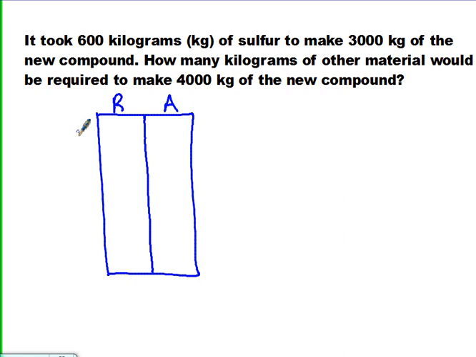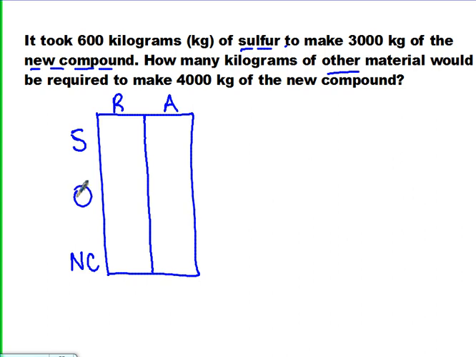All right, so we're comparing sulfur, we're making a new compound. All right, so our new compound is going to be down here. That's our total, our new compound. So we have sulfur, and it's mixed with other materials. All right, so sulfur plus other equals the new compound.